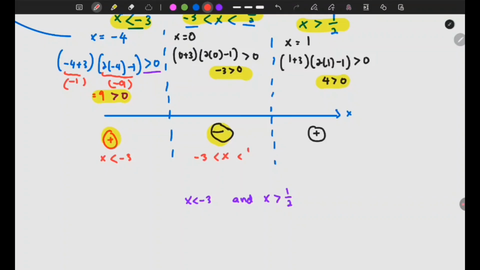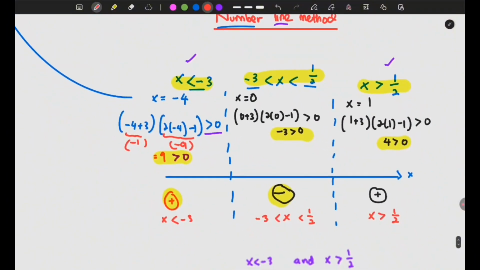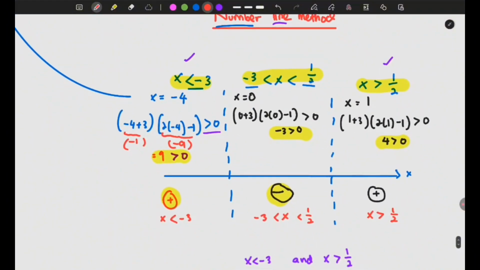Number line method: you take an x value, you substitute inside the inequalities in the bracket, and you see whether it is more than 0 and it's correct or not. That's it. If it's correct, then that should be the answer. That's how the number line method works.